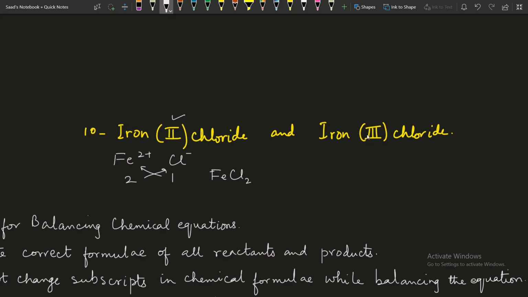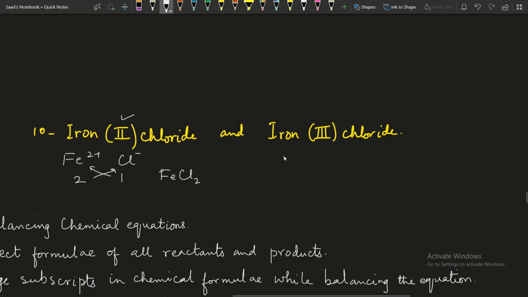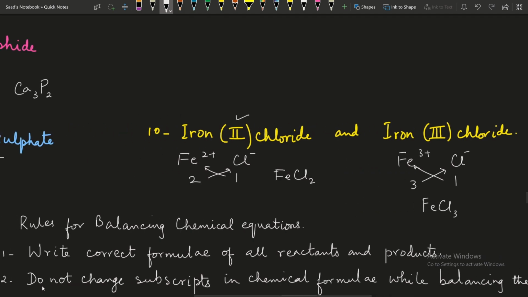FeCl2, whereas for iron 3 chloride, now we have Fe3 and chloride. Here it will be 3 and 1, so the formula would become FeCl3. All right.